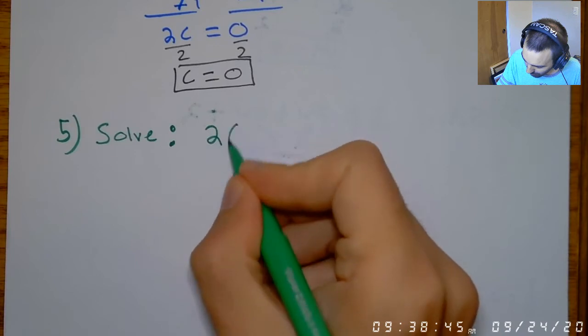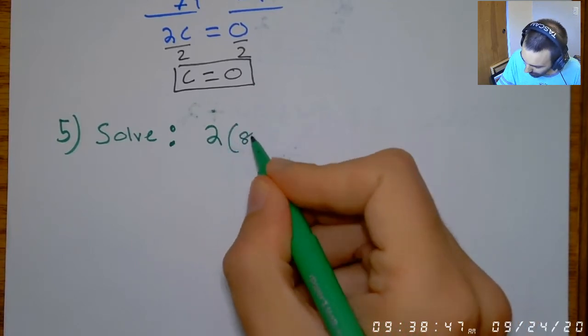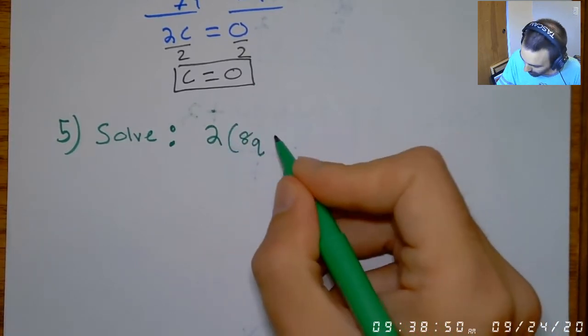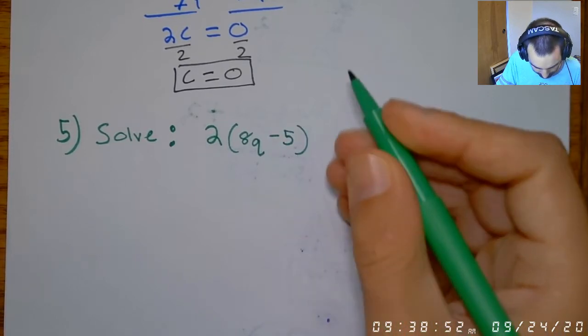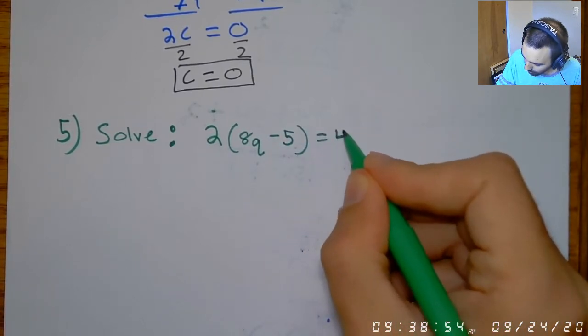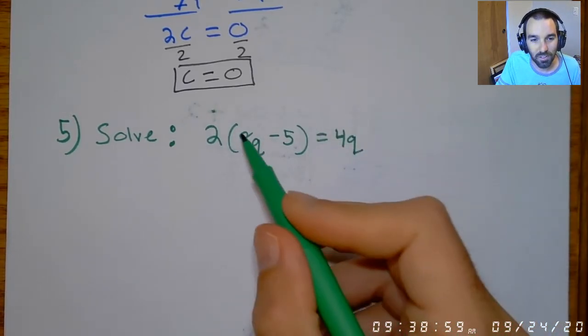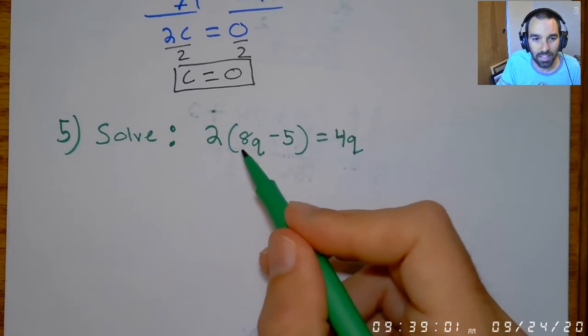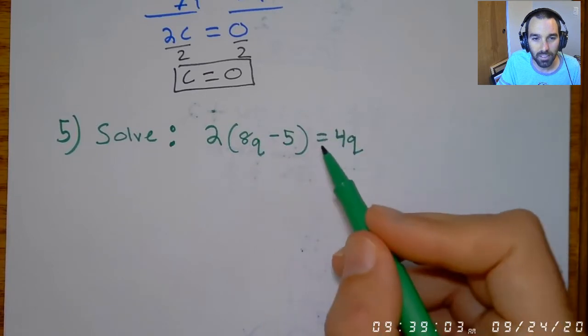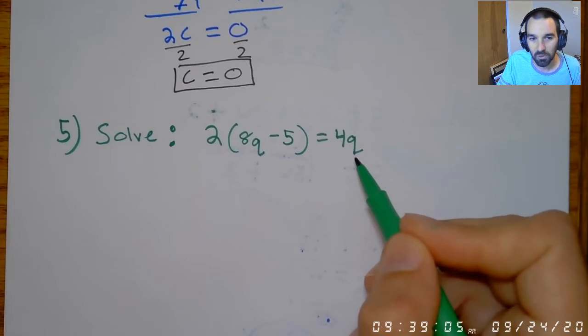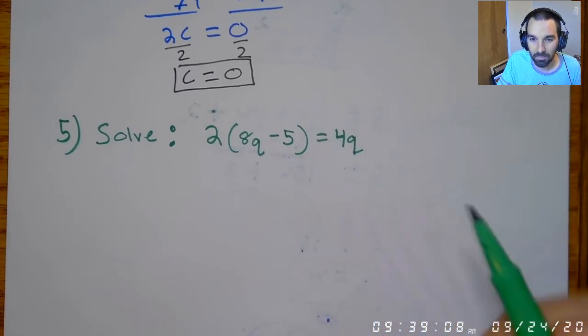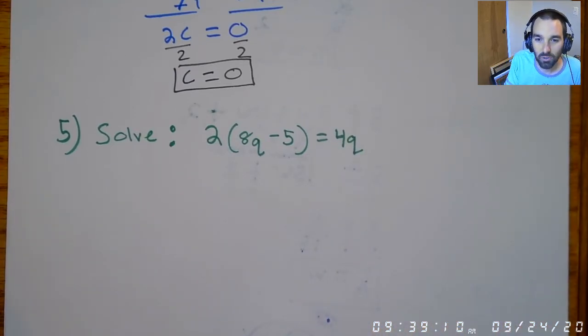We have 2 times the quantity of 8q minus 5 equals 4q. My q's are kind of weird, huh? So this is 2 times the quantity of 8q minus 5 equals 4q. So not a g, a q. Okay. So I'm going to give you guys 2 minutes on this one, because some people needed more time last time. If you finish early, that's great.